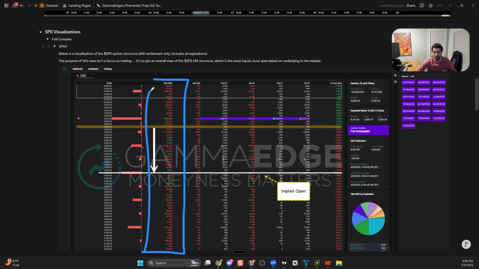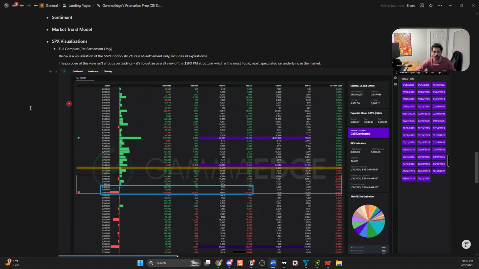We have a put-dominated environment. Again, I just want to quickly contrast that to a call-dominated environment right here, which is more favorable for upside swings to the upside and probably had a more constructive market trend model.